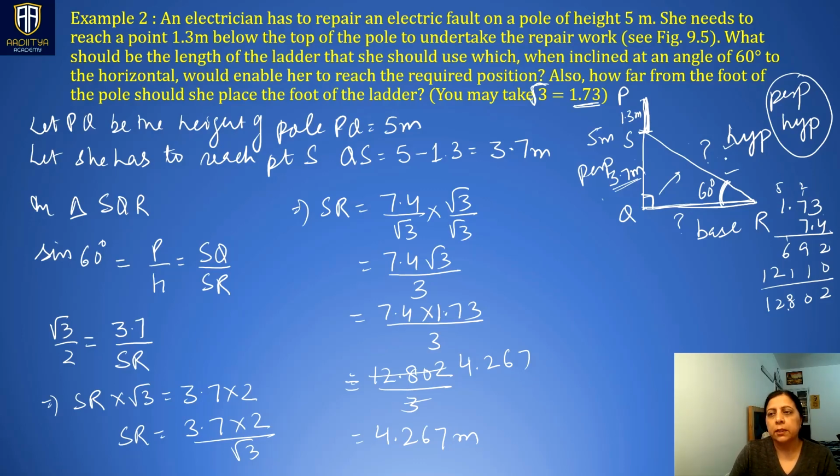Now this was the first thing. Next we had to find how far from the foot of the pole should she place the foot of the ladder. That means we have to find this distance. Let this be X. Right?